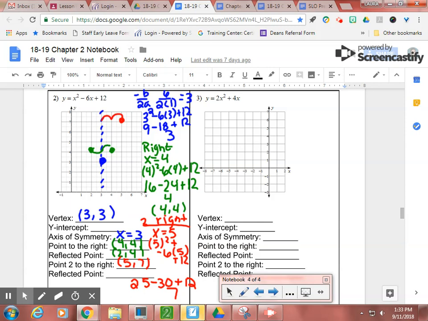Reflecting that, I'm 2 away, so I want to go 2 away over here. So that's 1, 7. Last step then is to connect my dots. My quadratic graph looks like that.